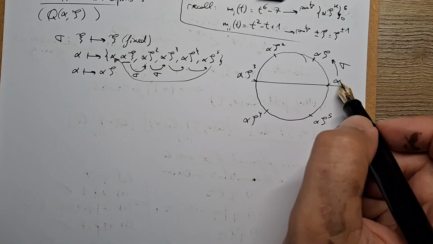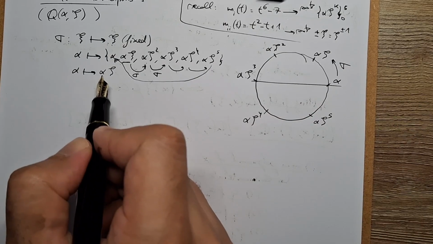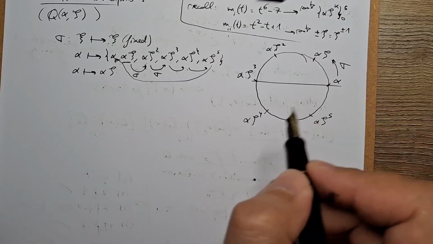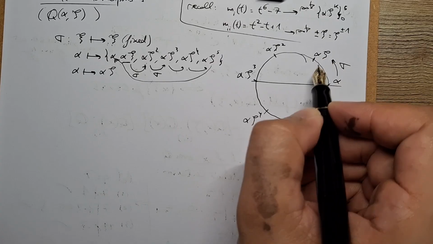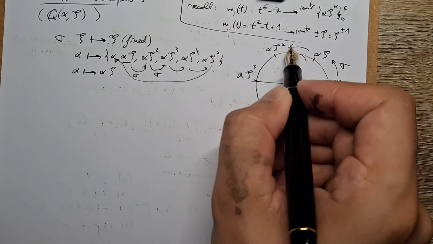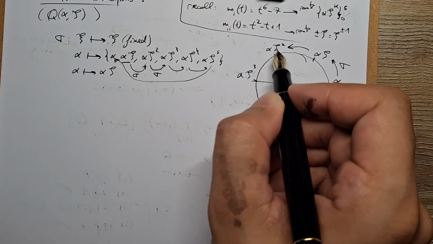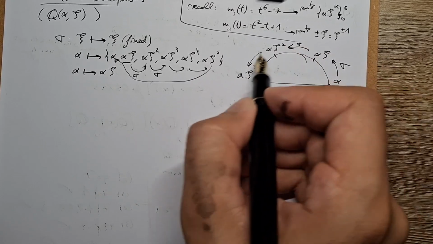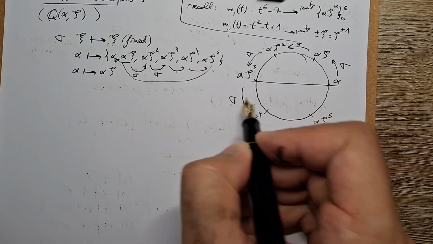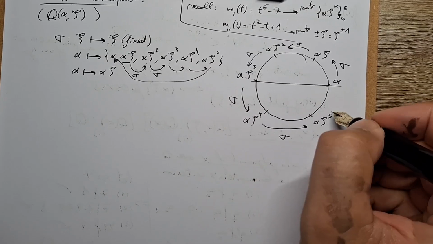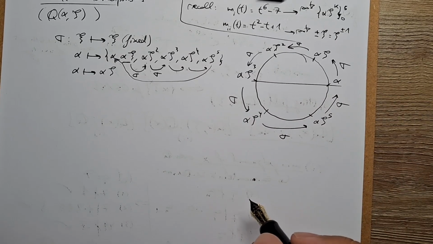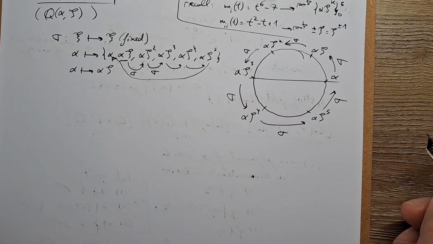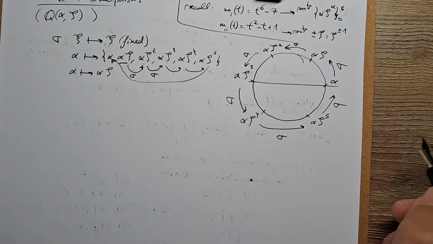So you have alpha, you apply sigma, and then you land in alpha theta. Now, if you have alpha theta and you apply sigma, what you will have is alpha theta theta, which is alpha theta squared, and you can keep going on. So this is applying sigma, sigma, sigma, sigma, and sigma. All right. So we found one of those Q-automorphisms.